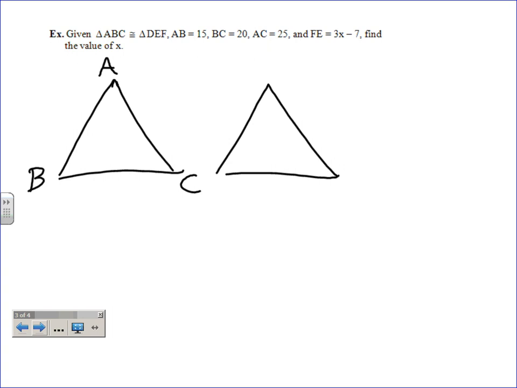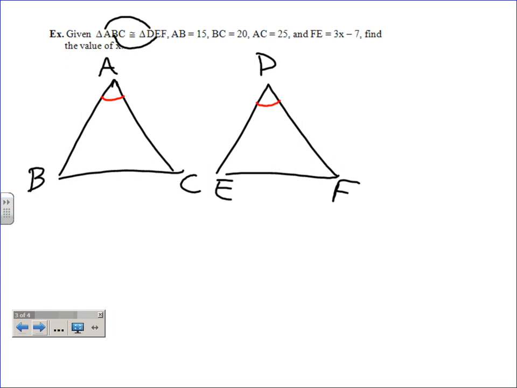So if I had A on the top, what should I put on the top of the other one if I'm trying to make them the same? Based on this, right? If I had A, I better put B, right? And B better match up with E, right? And C better match up with F, right? So once you do that, you can go ahead and start putting the congruent symbols in if you want.